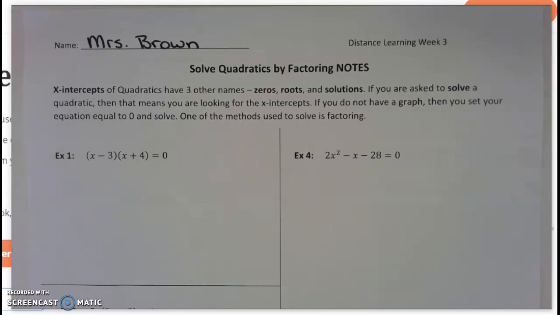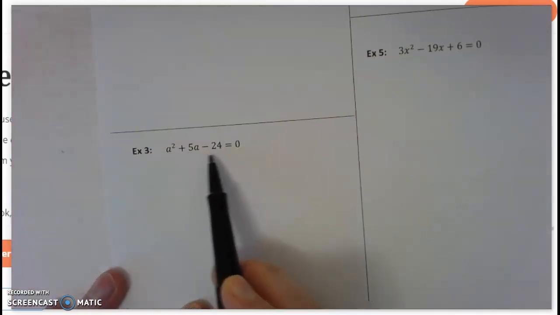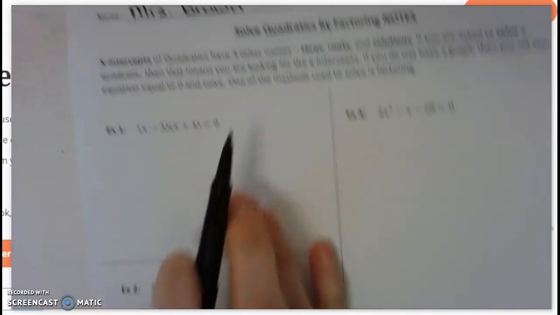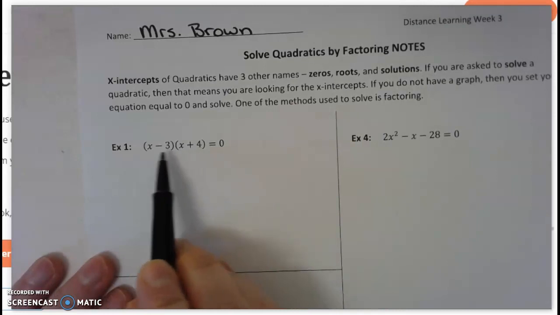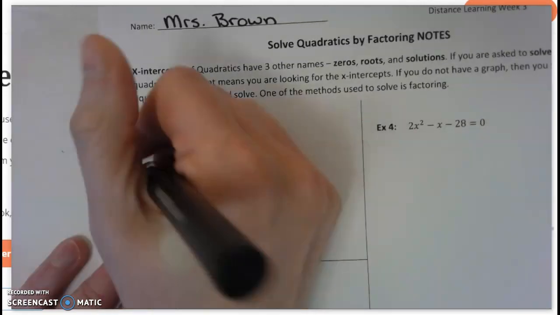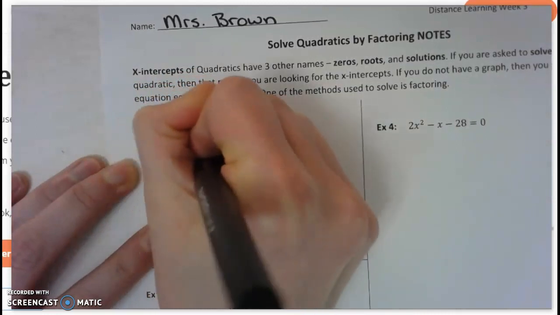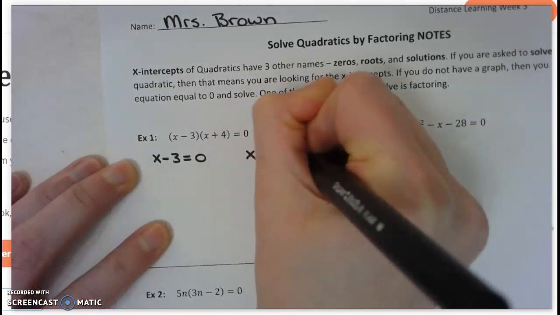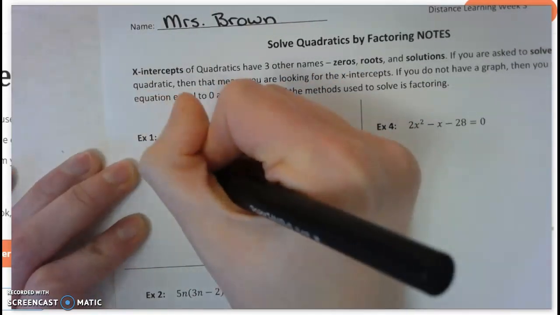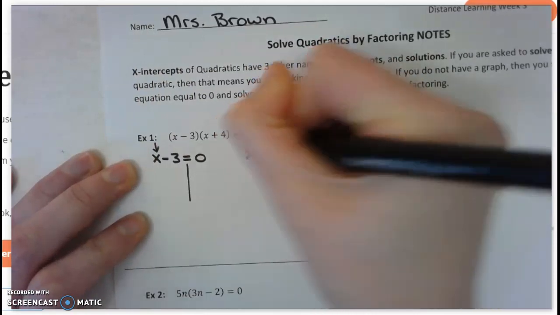Now, factoring is whenever you take a problem that has two or three terms, so something like this, and turn it into its two sets of parentheses. Once you have these two things multiplied together equals 0, you're going to come over here and say x minus 3 equals 0, skip some space, and then put x plus 4 equals 0. I'm going to explain exactly why in just a second. This first problem, I just want to show you how.